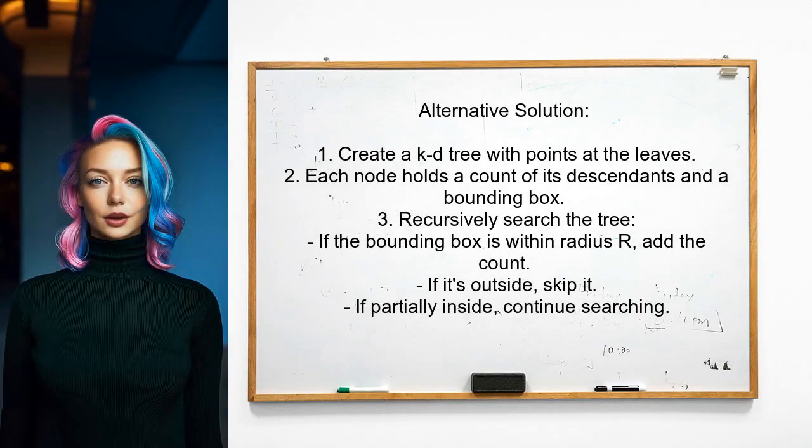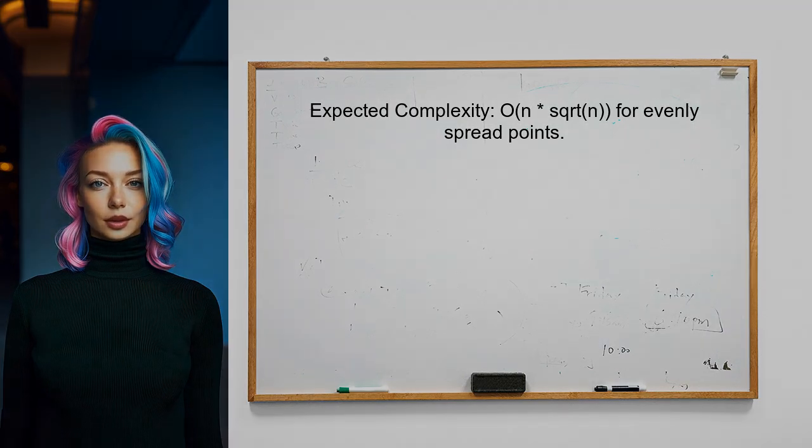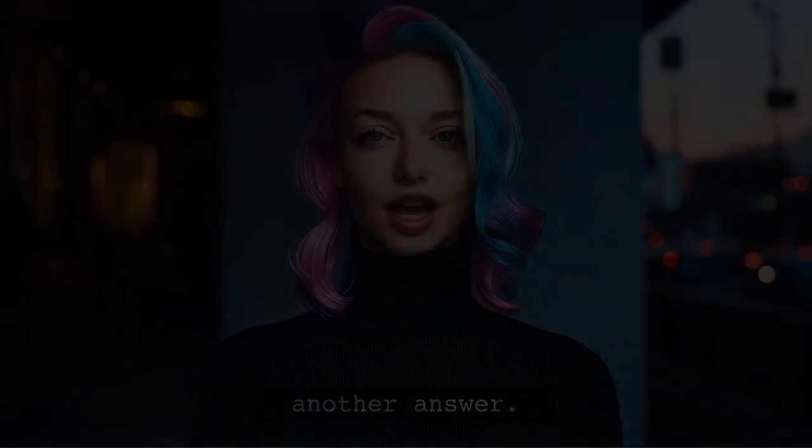An alternative approach suggests using a KD tree to efficiently find the point with the most surrounding points. The idea is to create a tree where each node contains information about its descendants and their count. During the search, you check if the bounding box of a node is within a certain radius of the current point. If it is, you can add the count of that node's descendants to your total. This way, you avoid checking every point individually. Let's move forward and look at another answer.